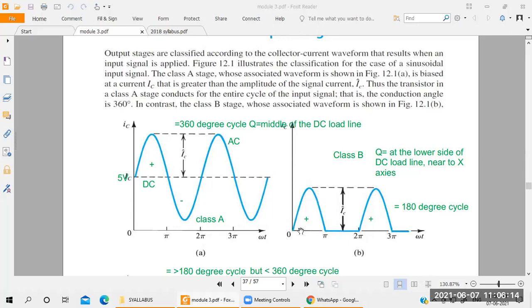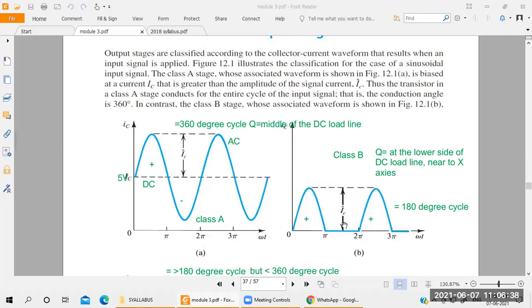In class B, we're getting only half a cycle. There is no negative cycle here, only the positive cycle has been taken. Understood? So we're getting only positive current here, because there is no negative current. So the collector current is now only positive, because this is the 180-degree cycle.